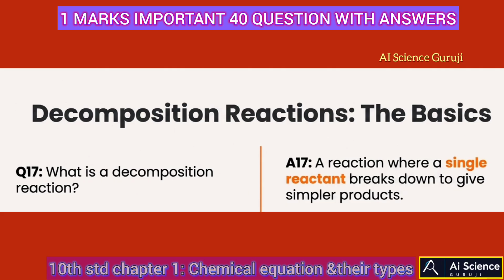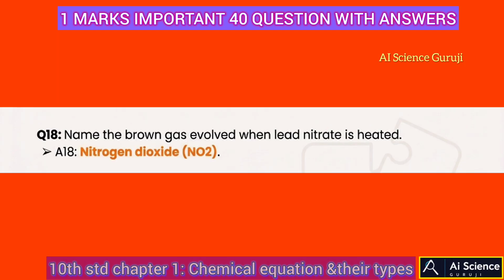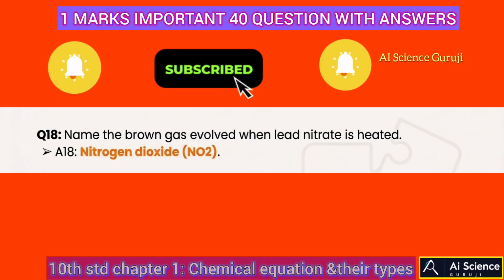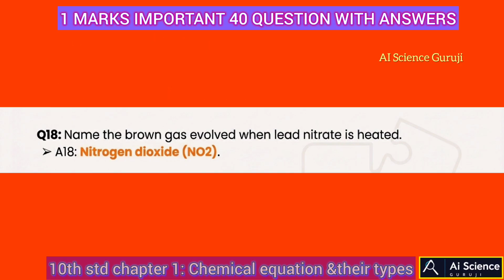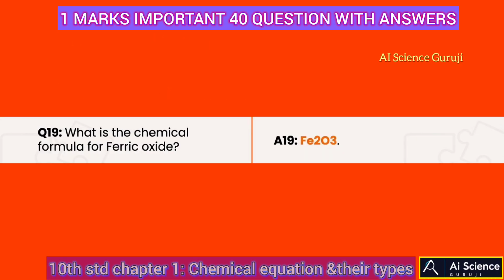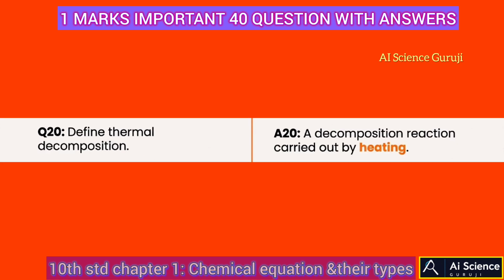Answer. A reaction where a single reactant breaks down to give simpler products. 18. Name the brown gas evolved when lead nitrate is heated. Answer. Nitrogen dioxide, NO2. 19. What is the chemical formula for ferric oxide? Answer. Fe2O3. 20. Define thermal decomposition.